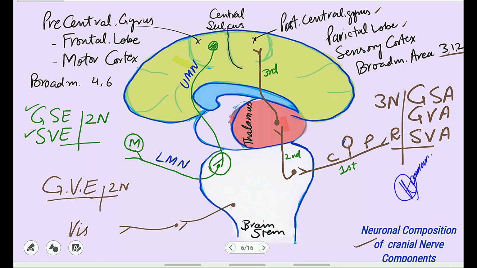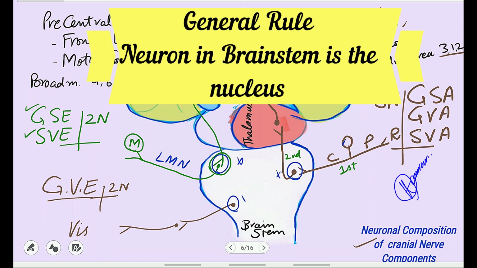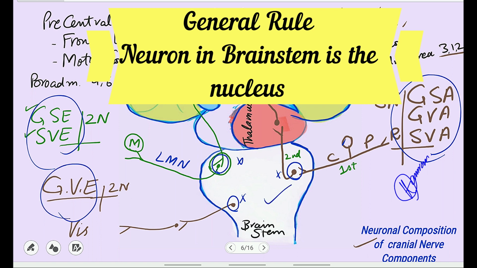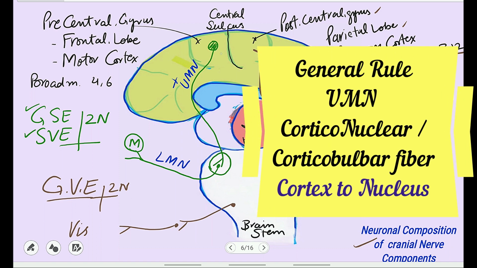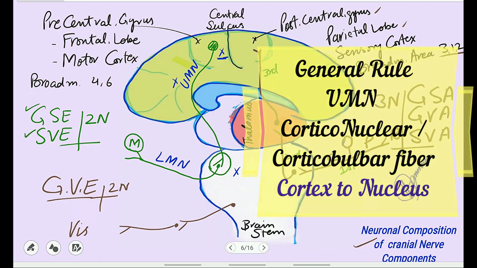So in the end, keep in mind two important facts. Number one, all the cell bodies of these neurons that are present in the brain stem are generally referred to as the cranial nerve nuclei of these functional components. So this is a general rule that we consider these neuronal cell bodies as the nuclei. Second important fact is about the upper motor neuron. This neuron is known as the corticonuclear fiber. Why? Because the origin of the upper motor neuron is in the cortex and the termination is a nuclei in the brainstem. That's why this fiber is known as corticonuclear fiber, also known as corticobulbar fiber.